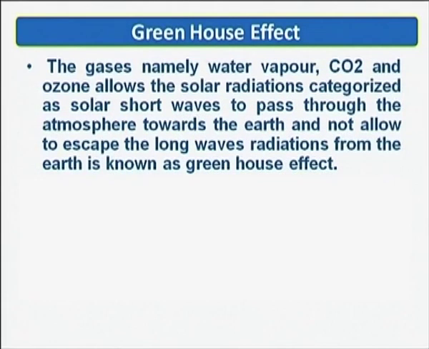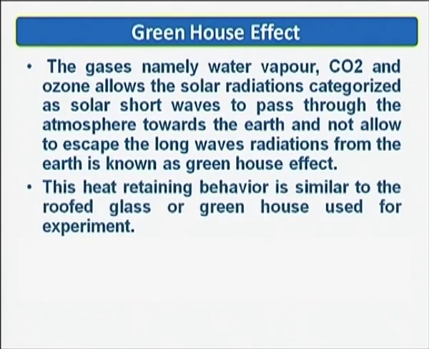Now next is the greenhouse effect, because gases, namely water vapor, carbon dioxide and ozone, allow the solar radiations, categorized as solar short waves, to pass through the atmosphere towards the earth and do not allow the long wave radiations to escape from the earth. It is known as the greenhouse effect.